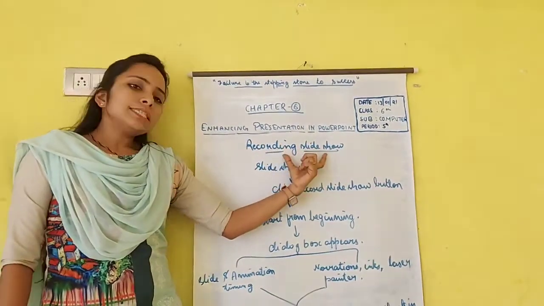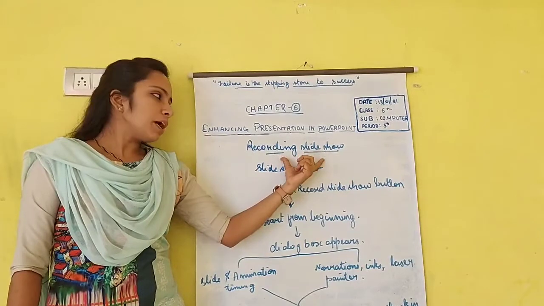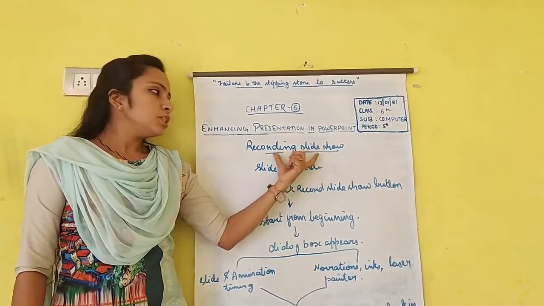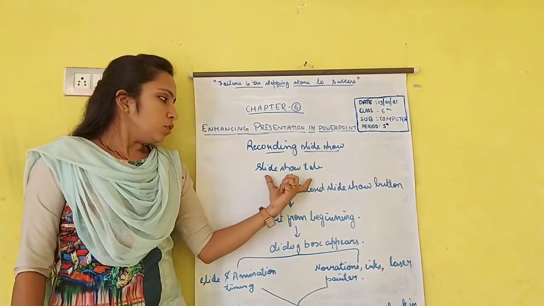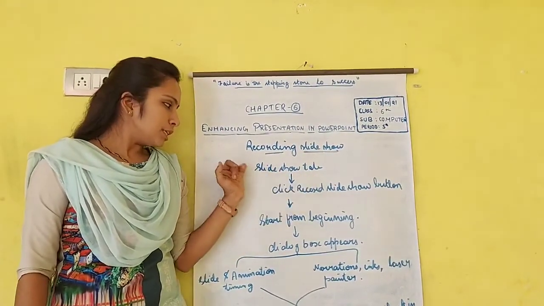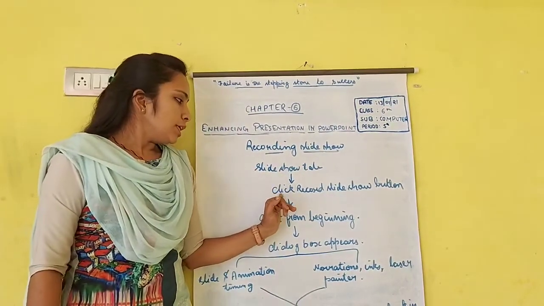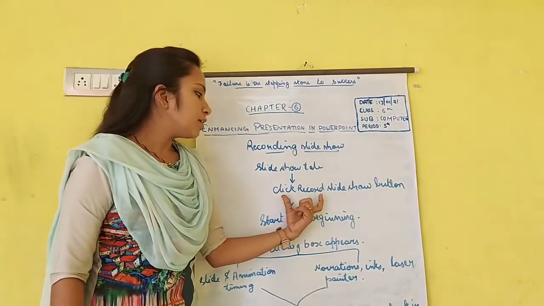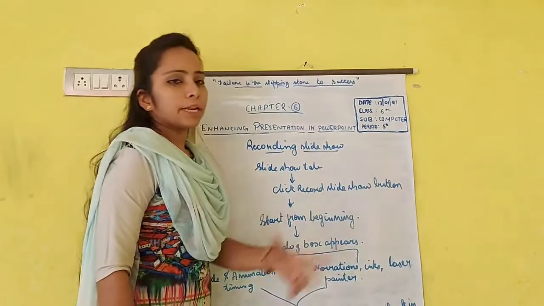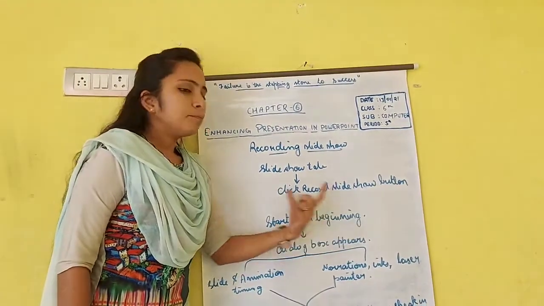Now, in the starting, we have studied that 2016 PowerPoint gives us the option to record our slideshow. So for that, you will go to the slideshow tab, that will be present in the ribbon. Then you will click the record slideshow button. After that, you will click on start from beginning.